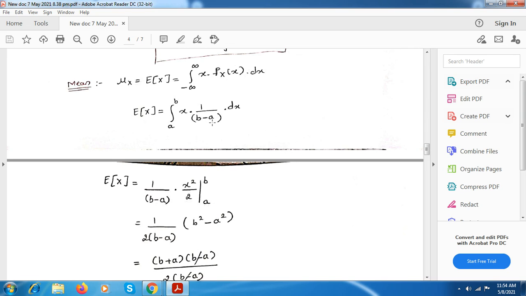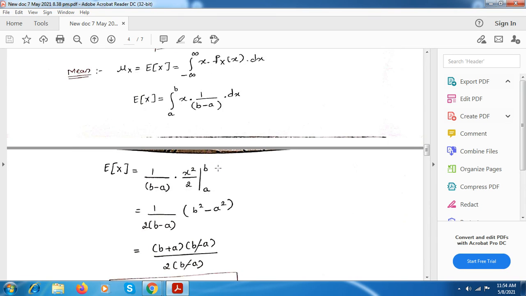Like exponential PDF, you put the value and integrate and then check whether you get the same mean value as you have calculated using the characteristic function. You can verify that. But there they usually ask using the characteristic function only, but you can verify your answer using this equation also.